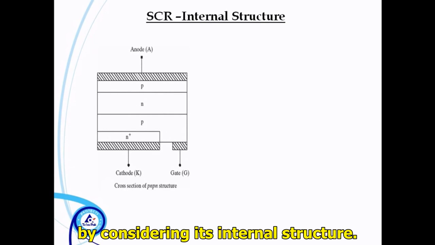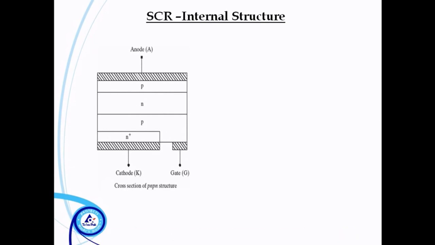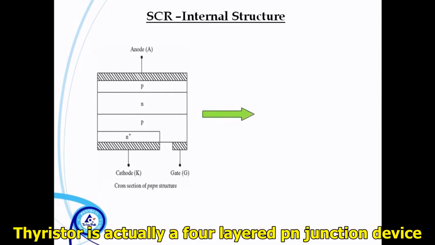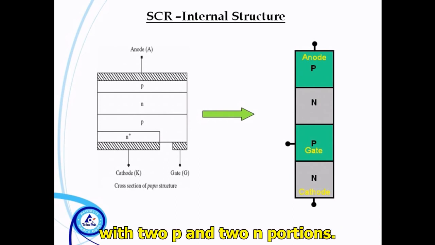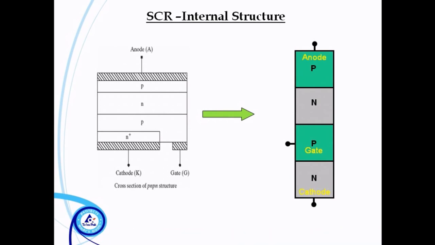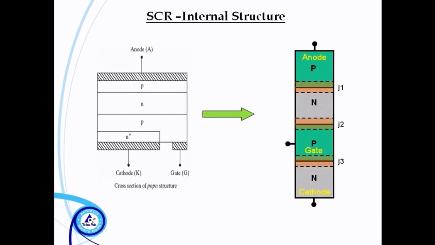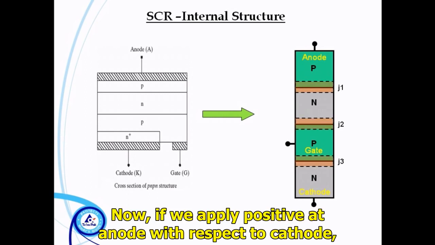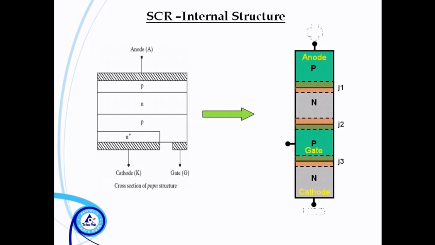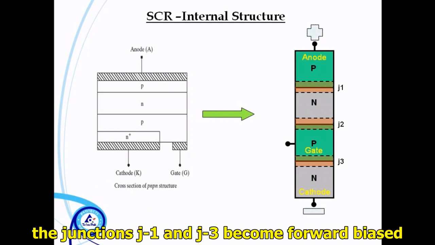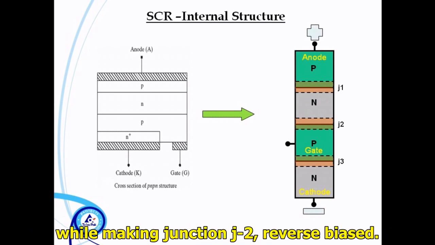Let us now learn the working of thyristor by considering its internal structure. Thyristor is actually a 4-layered p-n junction device with 2 p and 2 n portions. Without the application of any voltage, it has 3 diffusion regions. Now, if we apply positive at anode with respect to cathode, the junctions J1 and J3 become forward biased, while making junction J2 reverse biased.